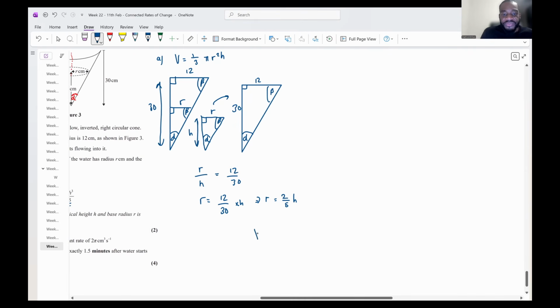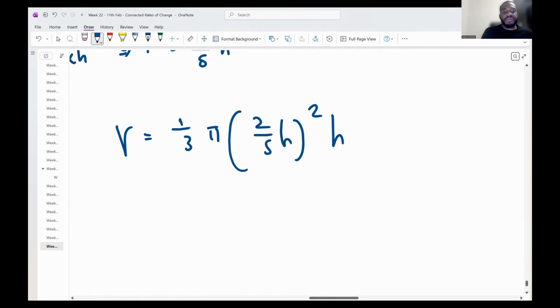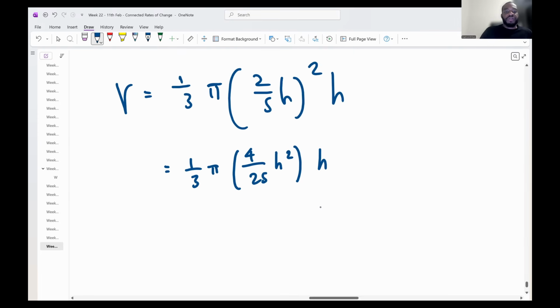So plugging that into V will give us one third pi r squared h, where r is 2 fifths h, all squared, and then times h. Tidying this up, we're going to have a third pi. If I square that, that's going to be a 4 over 25, h squared, and then times h. Let me just double check. That's fine. So therefore, we're going to have 4 over 75 pi h cubed.